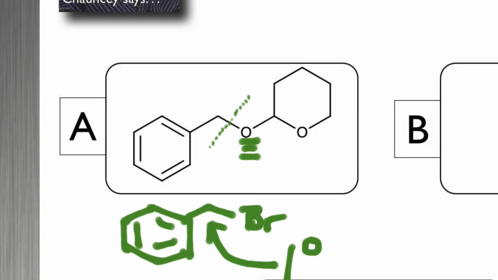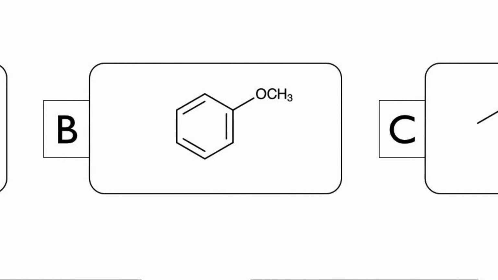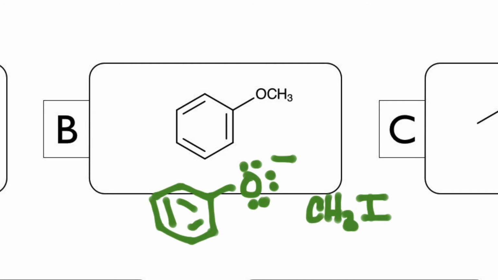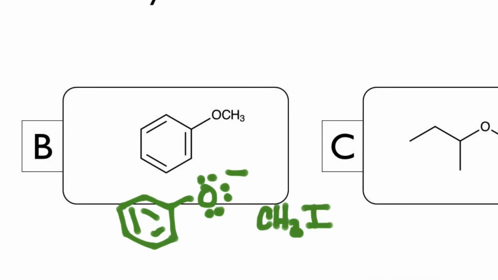The important point here is that carbon is primary. This will work. In B, this time I could imagine having phenoxide as my nucleophile, the conjugate base of phenol, and maybe using methyl iodide as my electrophile. That carbon is not attached to any other carbons, so it will be a very good electrophile in an SN2 substitution.